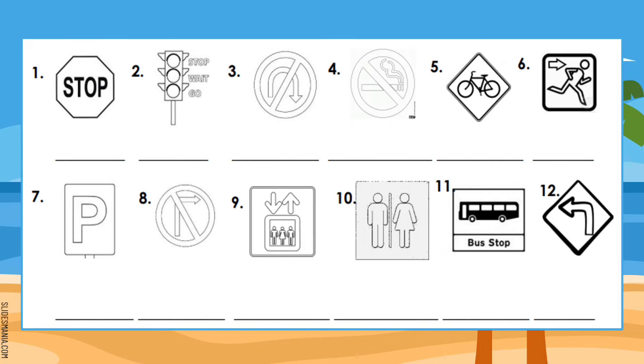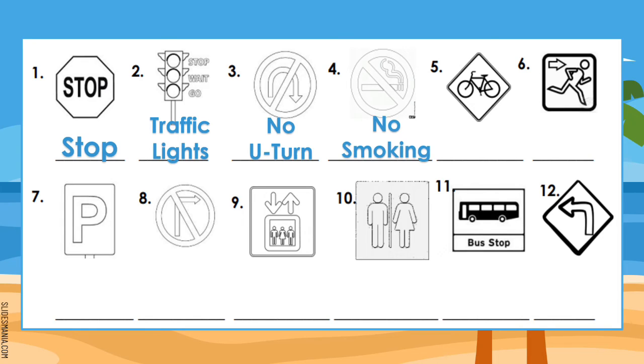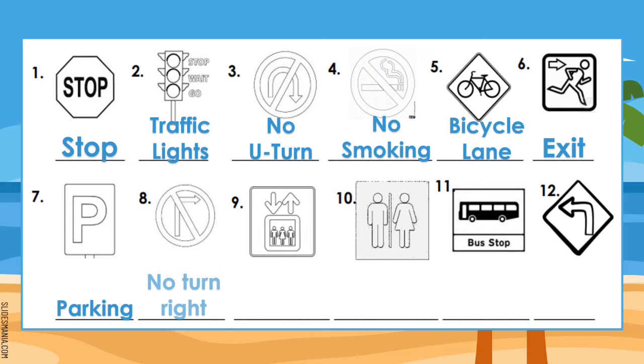Let us check your answer. For number 1, the answer is stop. Number 2, traffic lights. Number 3, no U-turn. Number 4, no smoking. For number 5, bicycle lane. Number 6, exit. Number 7, parking.